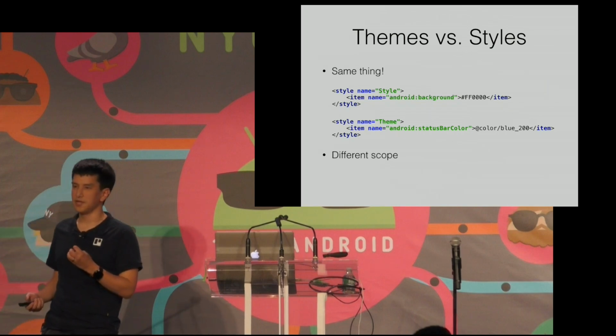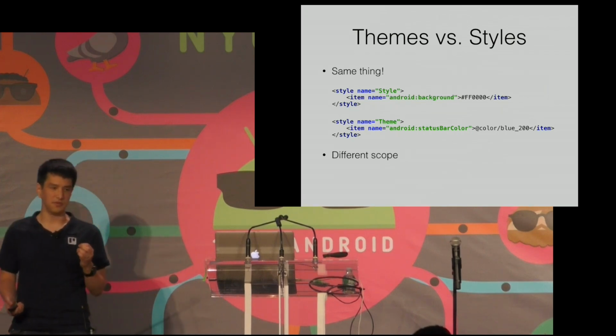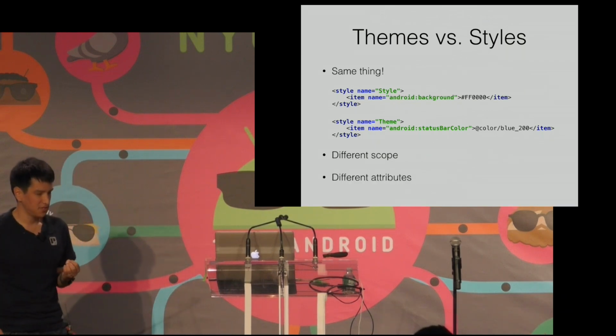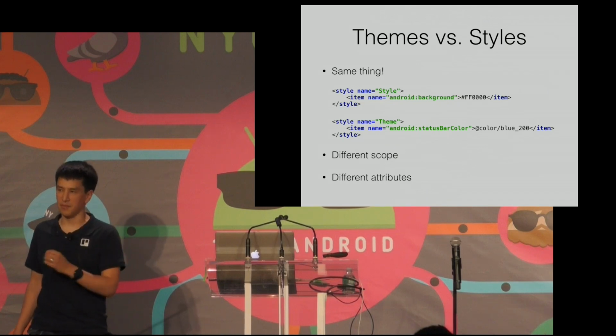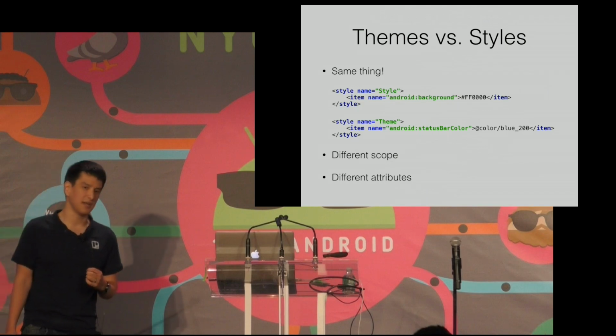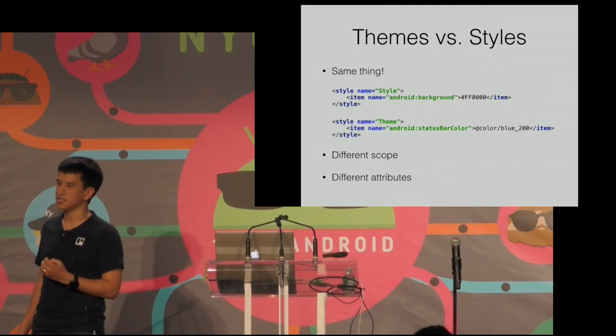It's applying it to an entire activity, or it's applying it to a set of views. And as a result of that, they have dramatically different attributes. So in the case of my style here, I've got a background defined, which makes a lot of sense on an individual view. But if I define background and I pass that to a theme, that doesn't really make much sense, because the question then becomes background of what?